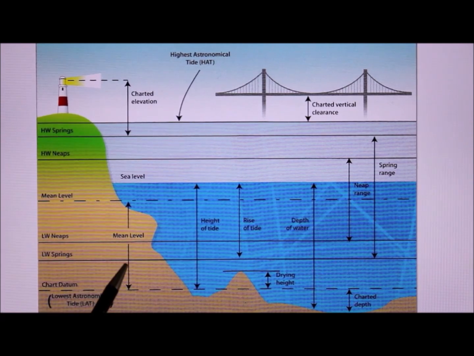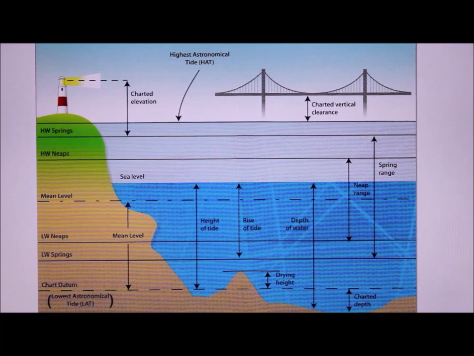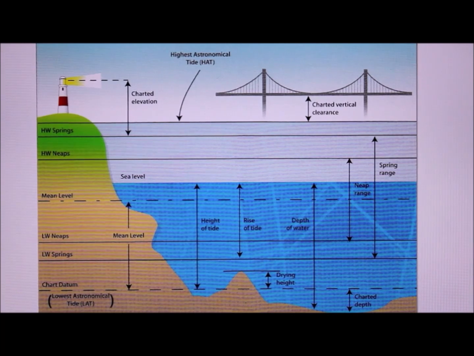So we've got low water springs is the lowest one of them. Low water neaps is above it, because low water neaps, of course, is going to be less extreme than low water springs. Forget mean level for a moment. We'll go up again and we'll get high water neaps, which is lower than high water springs. And here's an important point.